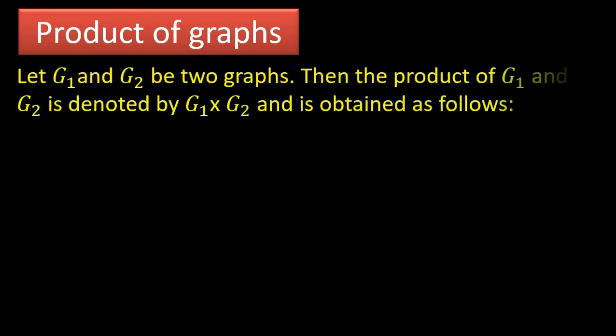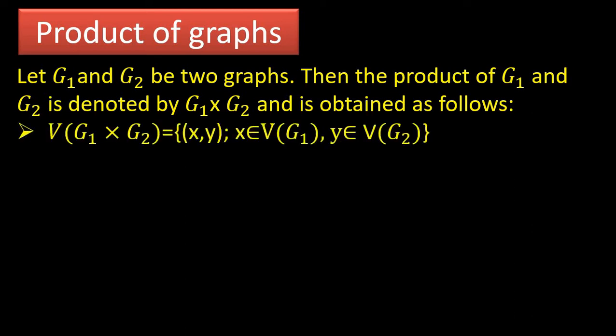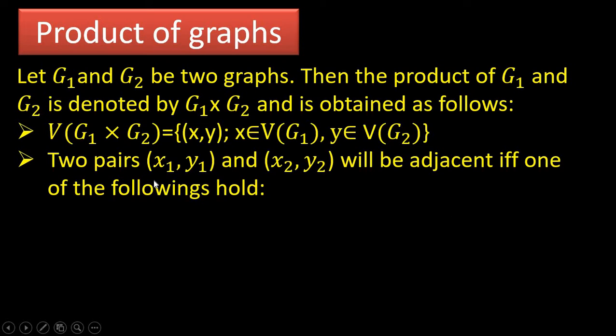First of all, we have to understand what is a product of graphs. We define the product of graphs. For this we take two graphs G1 and G2. Then the product of G1 and G2 is denoted by G1 cross G2, and it is obtained as follows. First of all, we take the vertices of the Cartesian product of the two graphs. That vertex set is equal to the pairs x comma y, where x belongs to the vertices of G1 and y belongs to the vertices of G2.